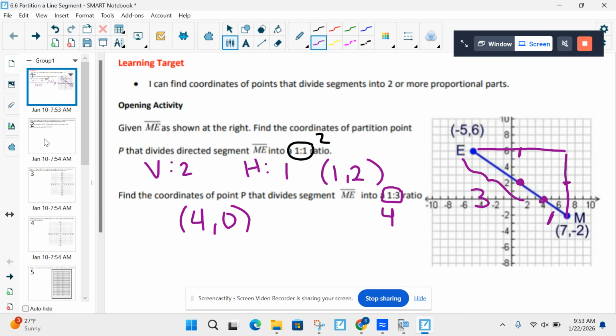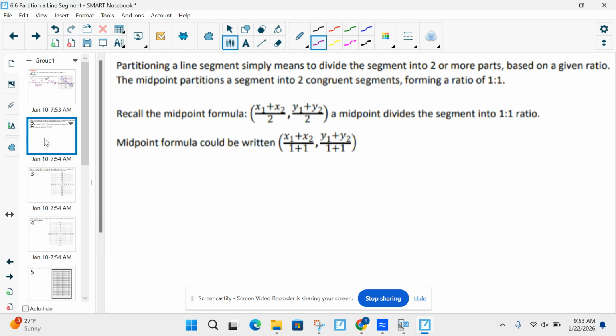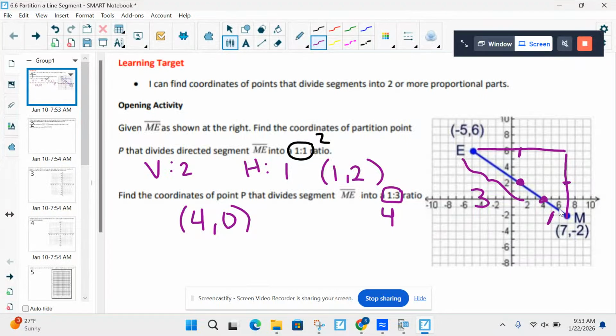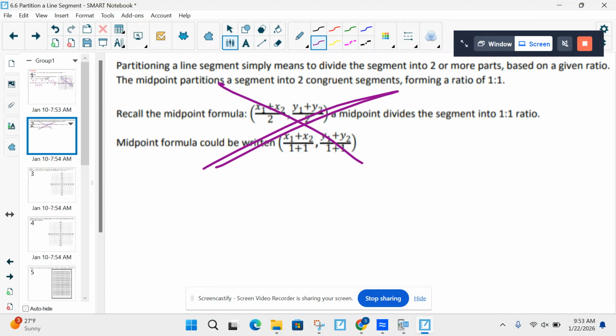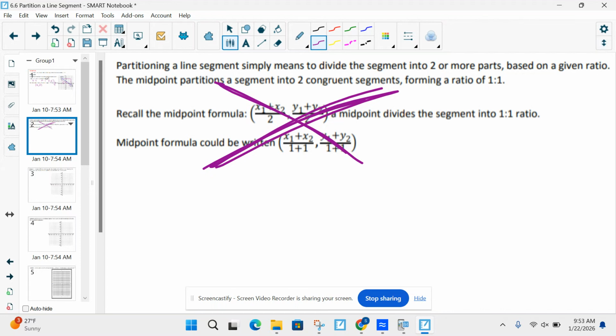Next, I do not like to use the formula because, well, we're looking at this part of the segment. We're dividing it in half because it's a fourth of the entire segment. Okay. So we are skipping the formula. I don't like this formula because it's confusing, and I think it's easier to just do it by looking at your horizontal and your vertical component.